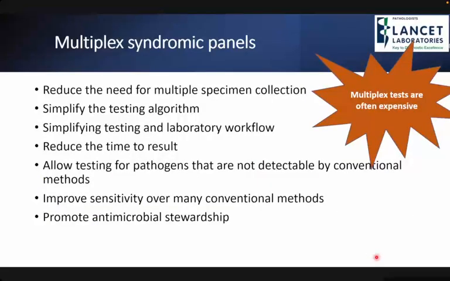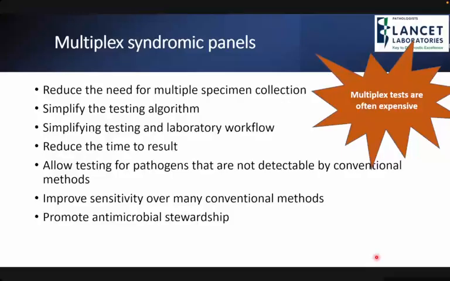So why do we love the multiplex syndromic panels? There's reduced need for multiple sample collection. They simplify the testing algorithm. They simplify testing and laboratory workflow, and reduce time to results, as opposed to your cultures. Your cultures will take, if you're lucky, 48 hours, but at most around 72 hours, because you have to culture and wait for the organism to grow. As opposed to your molecular panels, where you just need genetic material and we're able to detect it as soon as possible.